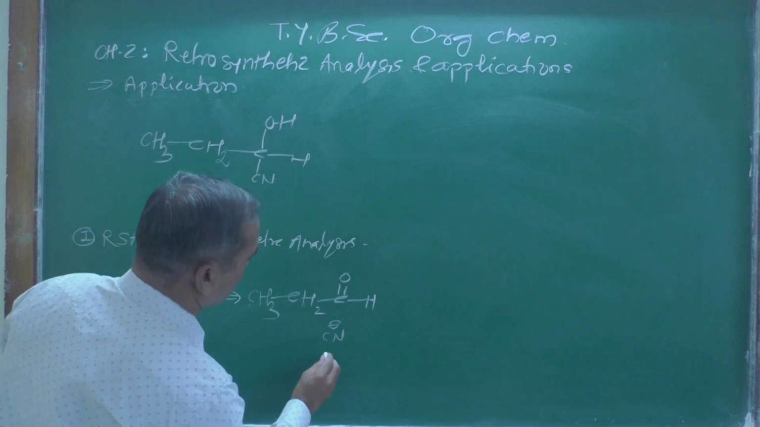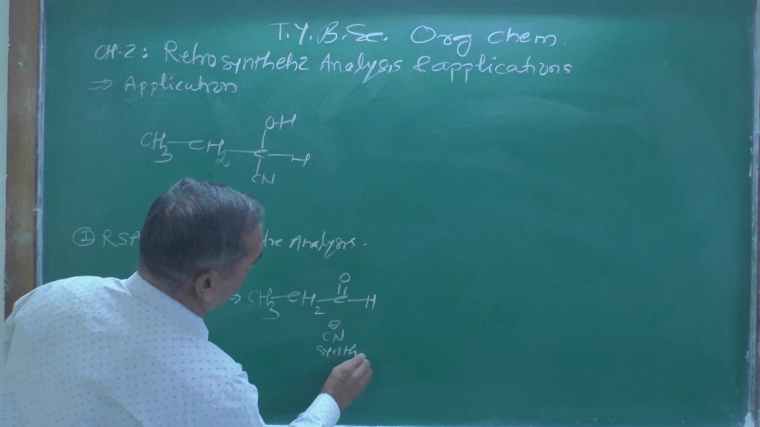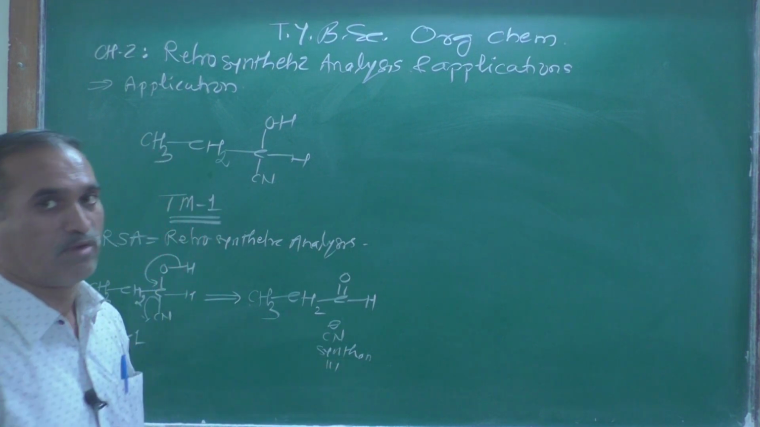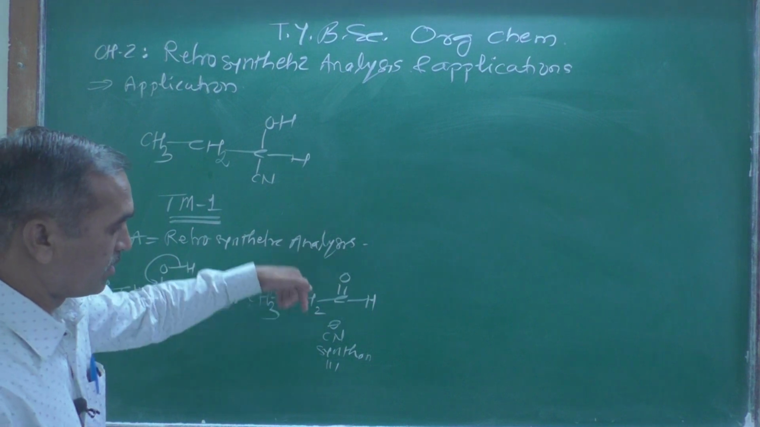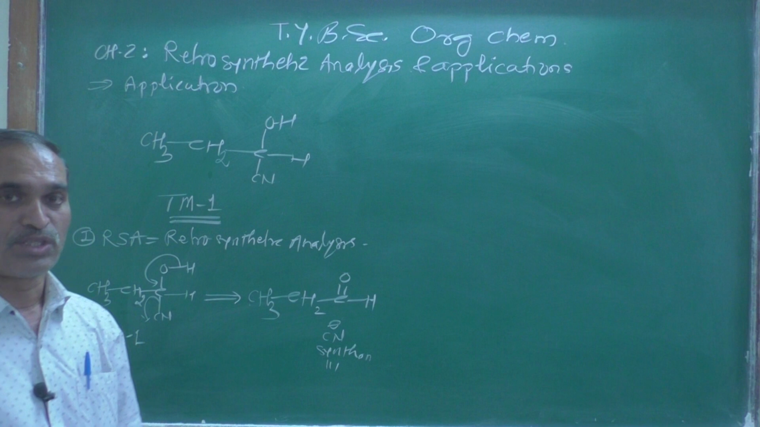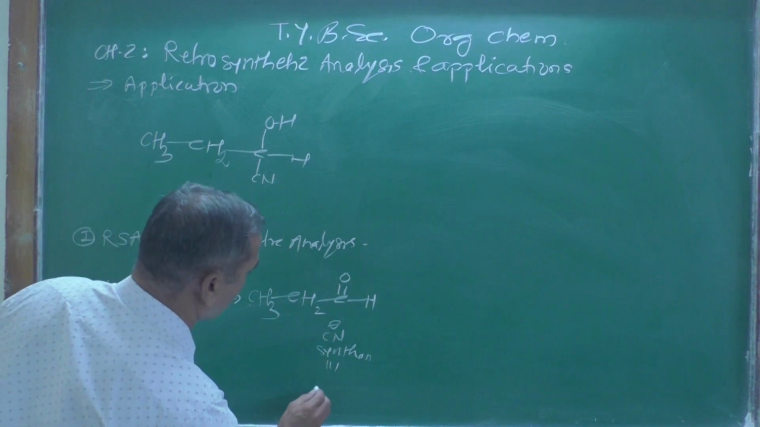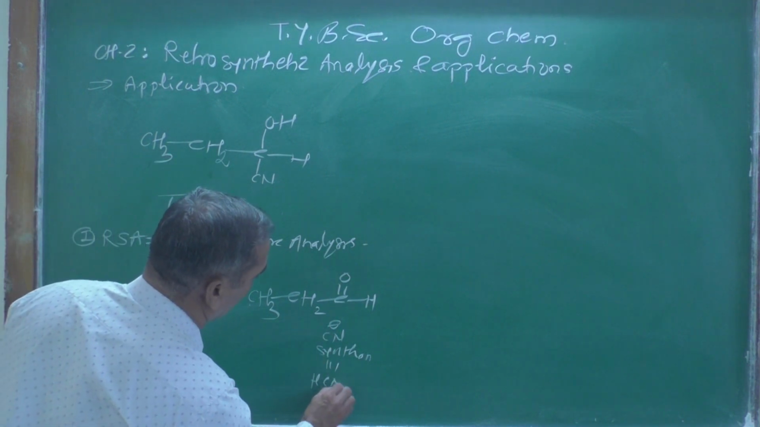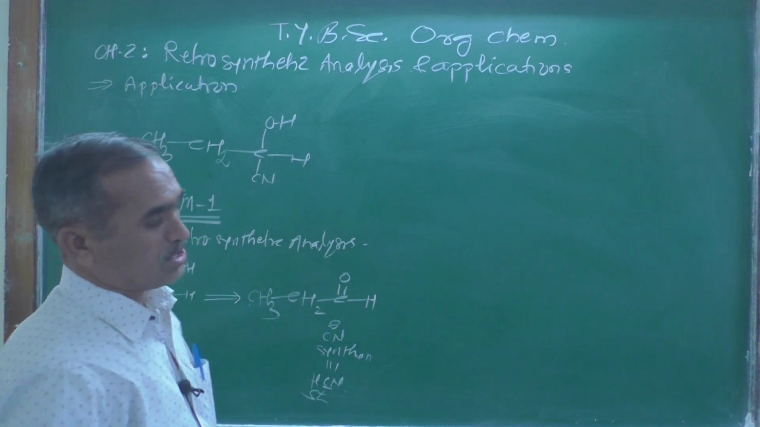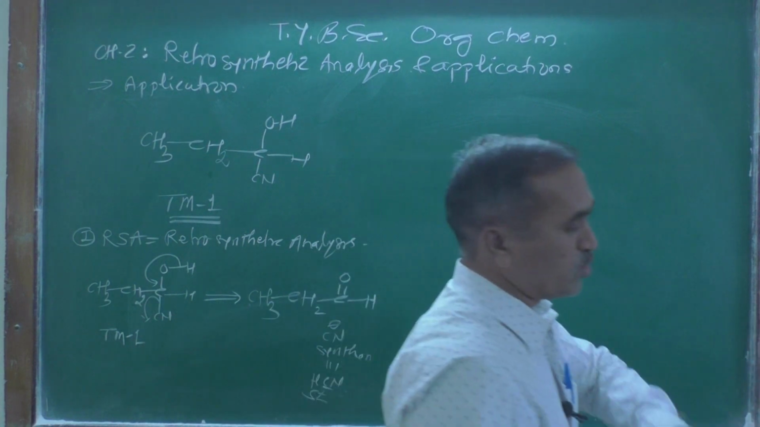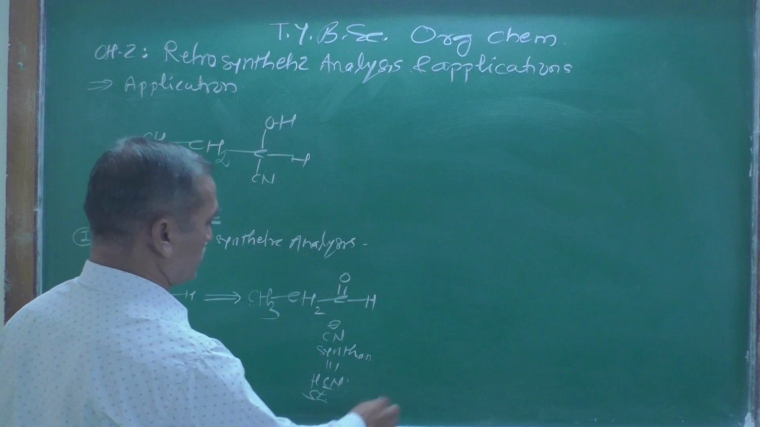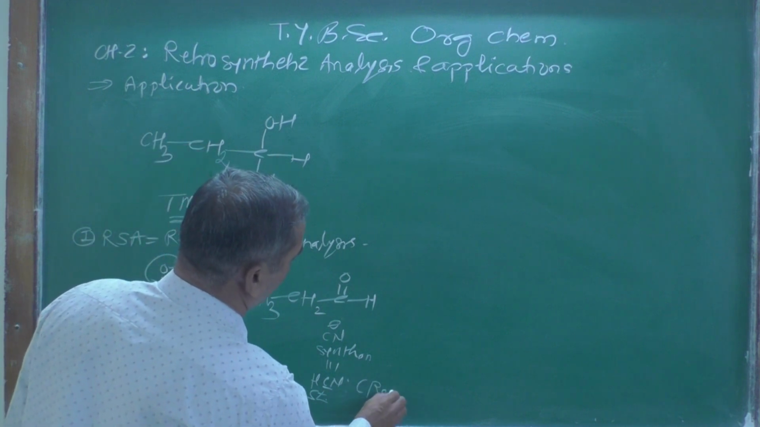Now CN minus is nothing but a synthon. Remember, this is a synthon, and a synthon must have a synthetic equivalent, represented by these three arrows. Therefore here you can write KCN or NaCN, and that is the synthetic equivalent. And a synthetic equivalent is sometimes also called a reagent. This is a synthetic equivalent, or hydrogen cyanide, also referred to as a reagent.